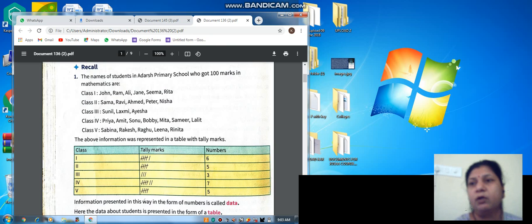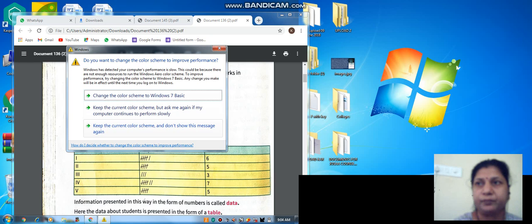See, only one slanting line, that is one tally mark, represents one number. When there are two, it represents 2. When there are 3 tally marks, it represents 3. When it is 4 tally marks, it represents 4. And when it is 4 plus this slanting line, it represents 5. Now it is bunch plus 1, it becomes 6. Bunch plus 2, it becomes 7. Okay? Next.